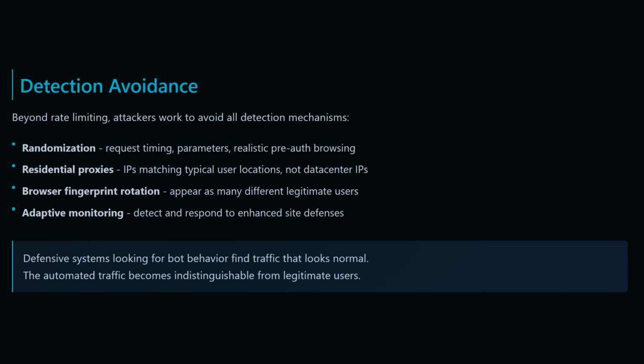Beyond rate limiting, services deploy various detection mechanisms to identify credential stuffing, and attackers work to avoid all of them. They avoid patterns indicating automation by randomizing request timing, varying request parameters, and simulating realistic browsing behavior before authentication attempts. They harvest and rotate browser fingerprints, the unique combination of browser characteristics that can identify individual users. This way they appear as many different legitimate users rather than a single bot. And they monitor for changes in target site behavior that might indicate enhanced detection, adjusting their techniques in response.